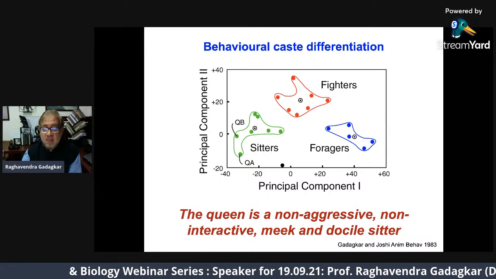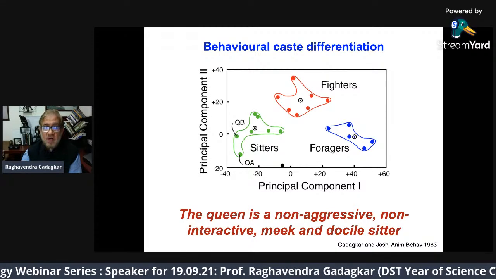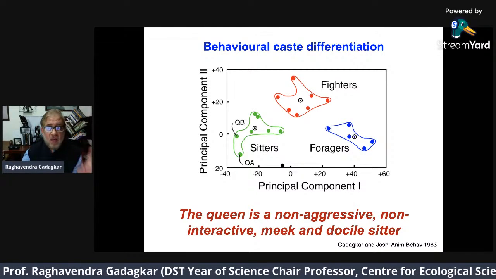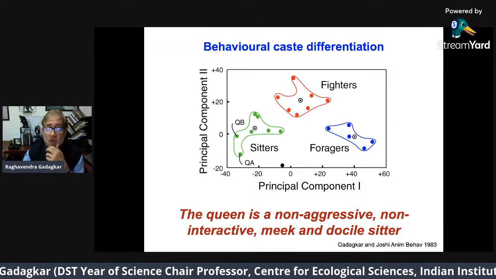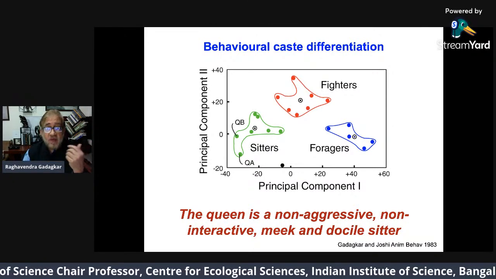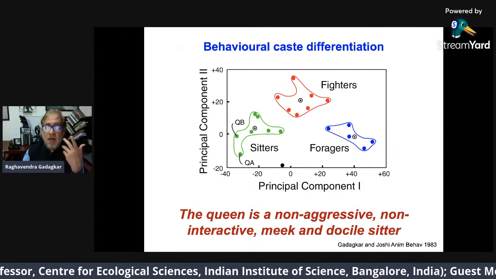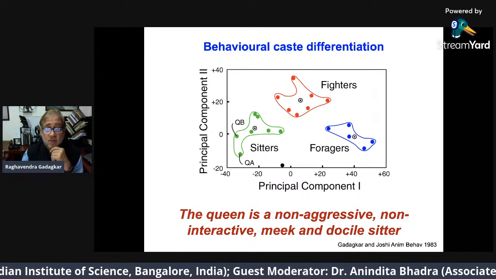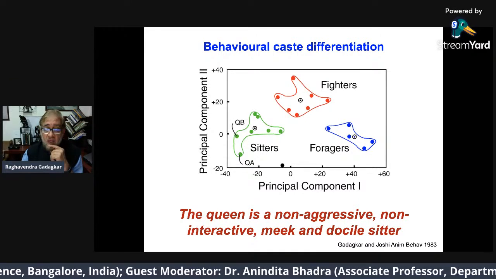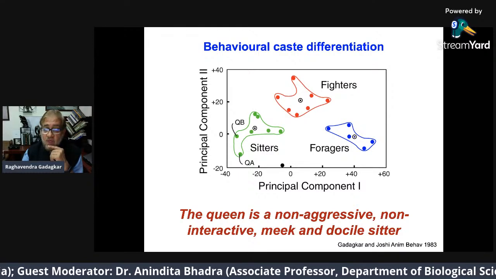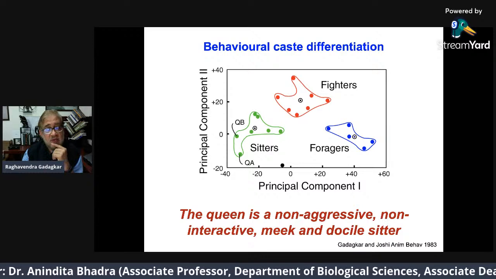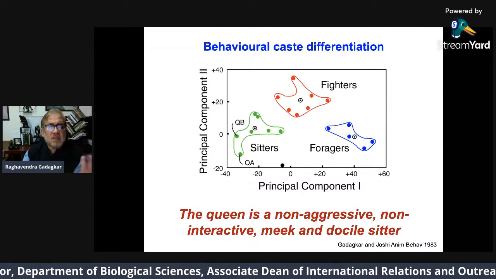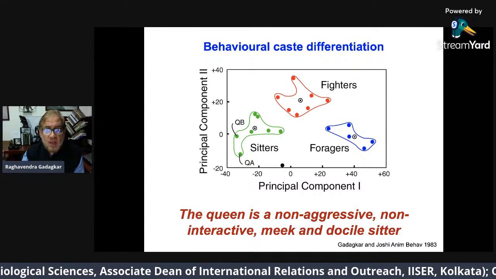Now, when we did this study in the early part of our research, we did not distinguish between queens and workers because they look alike. So all wasps can be classified as either sitter or fighter or forager, and this allowed us to ask, where is the queen? Now, we expected the queen to be a fighter because in other such species, the queen is known to be a very aggressive individual. But surprisingly, our queen was not a fighter. Our queen is a non-aggressive, non-interactive, meek and docile sitter. And this was very interesting because it raised the question, why do the workers respect her? Why do the workers accept her as a queen if she's a meek and docile sitter?